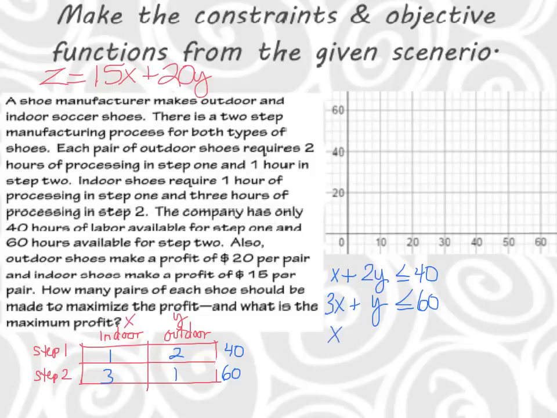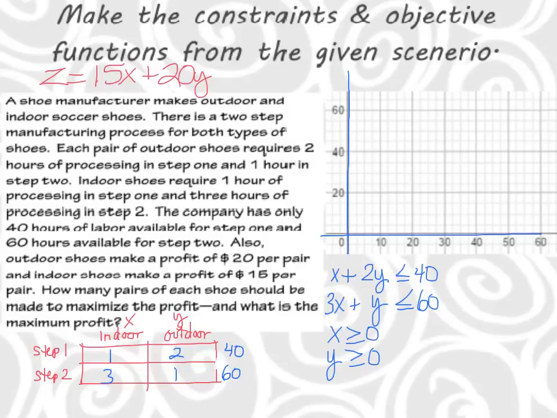So the number of indoor shoes you have needs to be greater than or equal to 0, and the number of outdoor shoes needs to be greater than or equal to 0. And what those do is those pretty much just force you into the first quadrant. So I'm going to assume then, yes, I'm going to be in the first quadrant as I'm drawing this. So I've got this, and I've got this, and now I need to graph these other 2 equations.